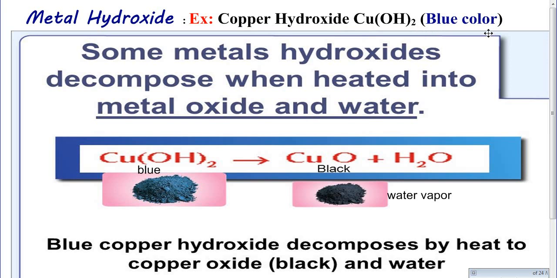And as I said, the colors of these chemical reactions are very important in our curriculum. Copper hydroxide, blue color, by effect of heat gives us copper oxide, which has black color, and water vapor.